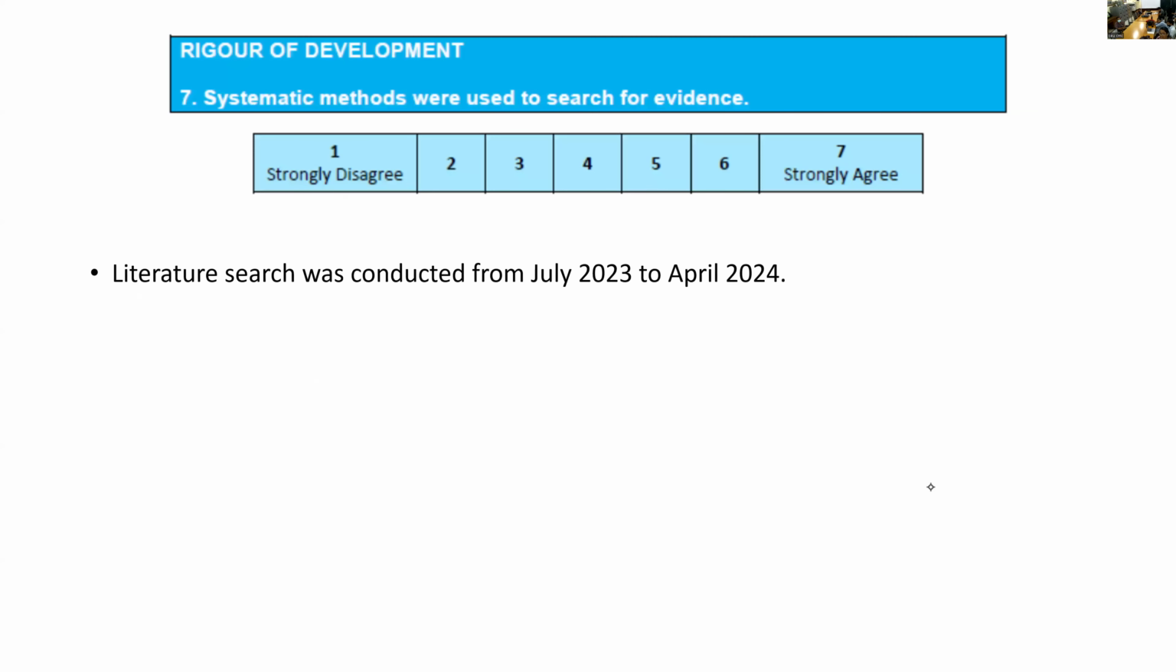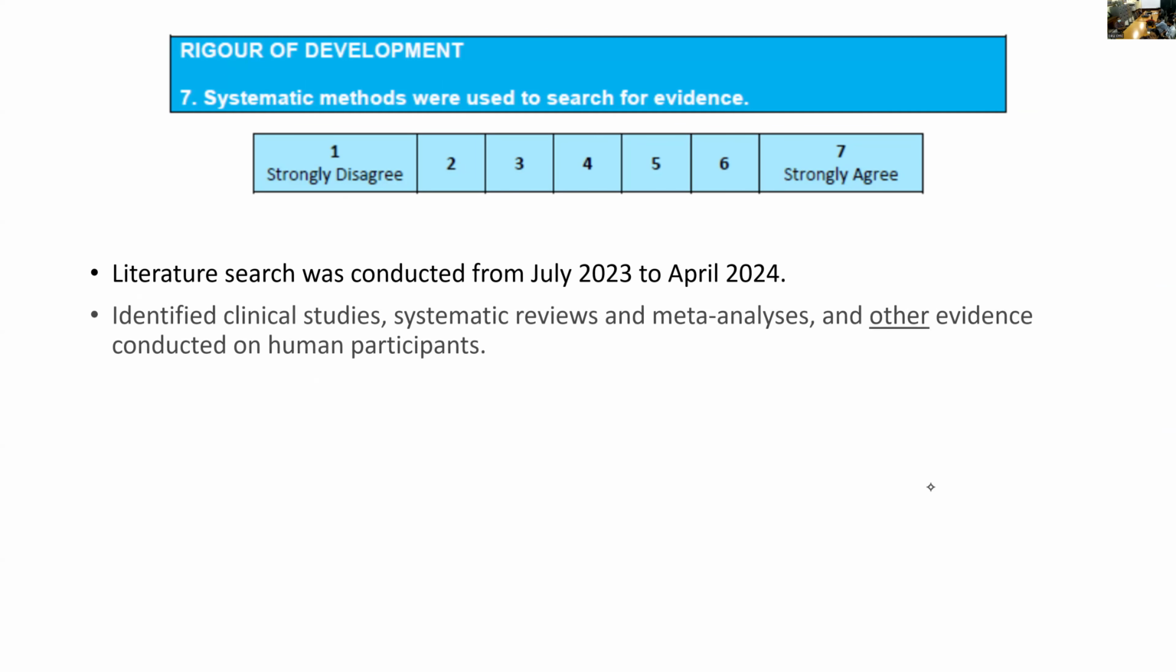To answer that, the literature search was conducted from July 23 to April 24. They had identified clinical studies, systematic reviews, meta-analyses and other evidence. I thought they could have elaborated on what the other evidence conducted on human participants were. But the original methodology document actually mentions that they would use observational studies depending on how much evidence they have. If they do not have interventional studies, they will go to observational studies, case reports, expert opinions.